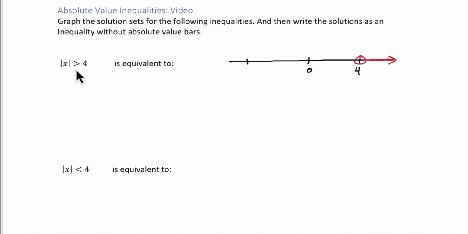Also, on the left side, looking at -4 and going to the left. Everything in this red region is also a distance of more than 4 units away from 0.